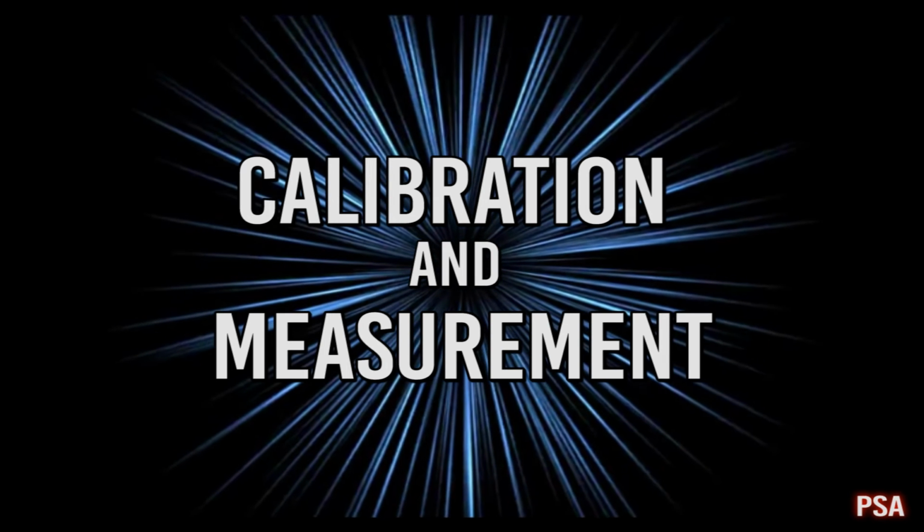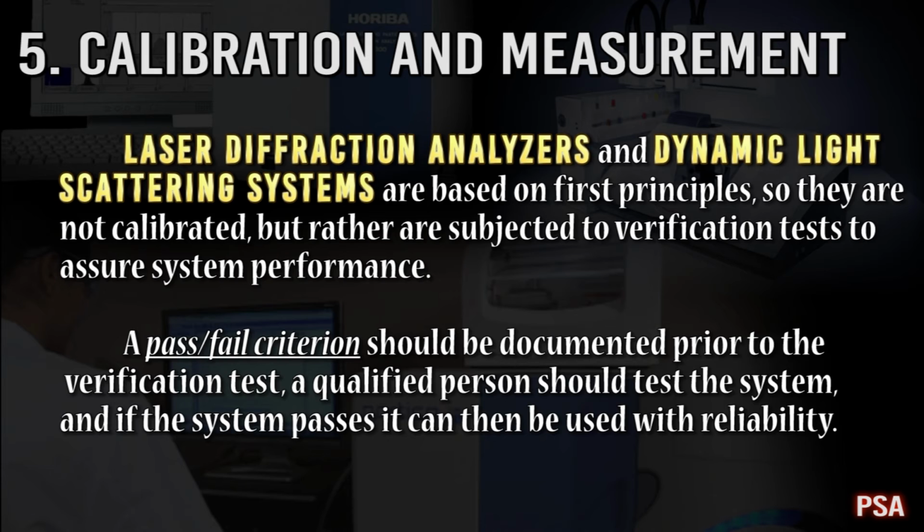For the calibration and measurement, laser diffraction analyzers and dynamic light scattering systems are based on first principles, so they are not calibrated, but rather are subjected to verification tests to assure system performance. A pass or fail criterion should be documented prior to the verification test, and a qualified person should be the one to test the system. If the system passes, it can then be used with reliability.